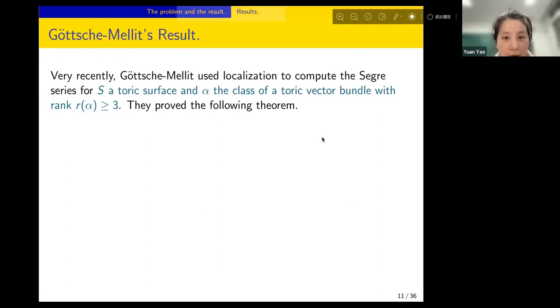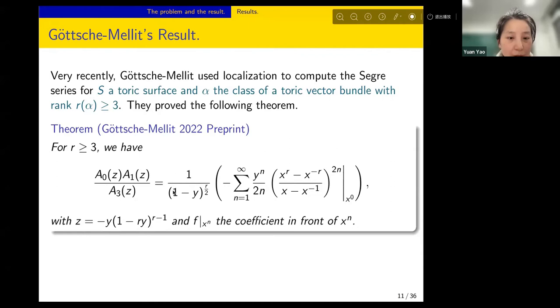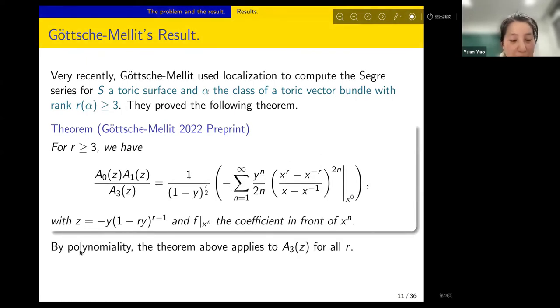Okay, they prove the following theorem. You can see this, with also the change of variables, and so it's a bit complicated. But we have polynomiality, right? Once you get this expression for infinitely many r, then you have this relation for all r, right? So this theorem applies to r no less than 3, but actually the result applies to all r. So it also applies to rank 0, right?